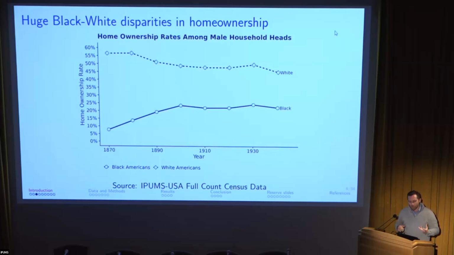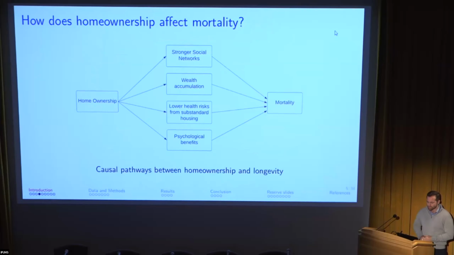Black homeownership in the United States was very low beginning in 1870, just in the antebellum period, and increased gradually until 1900, and then leveled out during the Great Migration. So in the period I'm considering today, in 1940, white homeownership rates were about twice that of Black homeownership rates.